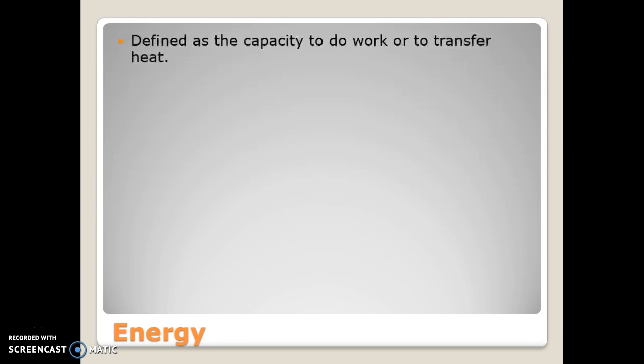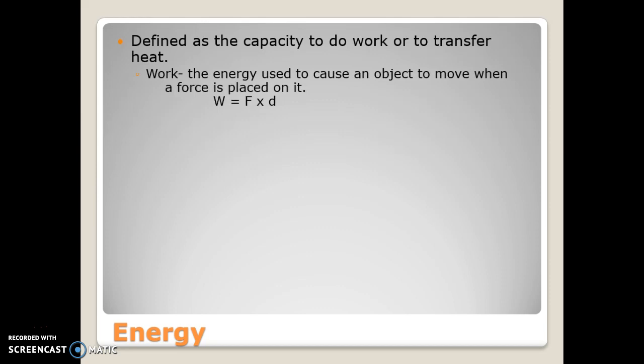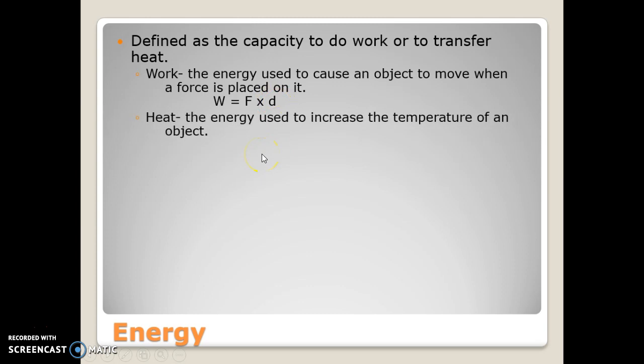So, taking a look at energy, let's get some definitions down here. Energy can be defined as the capacity to do work or to transfer heat. So what's work? Work is the energy used to cause an object to move when a force is placed on it. So physics people, work equals force times distance. And then heat is the energy used to change the temperature of an object.